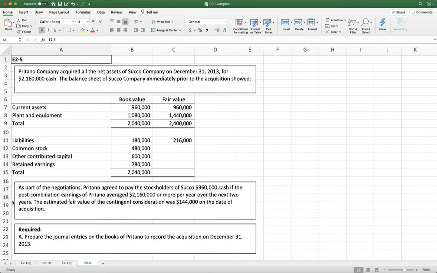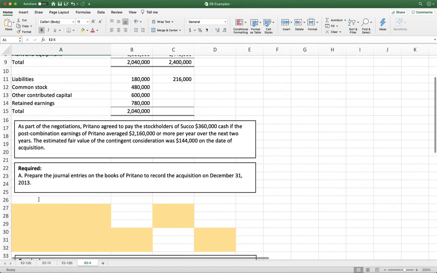In this example, Pratano Company acquired all the net assets of Succo Company on December 31st, 2013 for $2.16 million in cash. The balance sheet of Succo Company immediately prior to the acquisition showed the following. As part of the negotiations, Pratano agreed to pay the stockholders of Succo $360,000 cash if the post-combination earnings of Pratano averaged $2.16 million or more per year over the next 2 years. The estimated fair value of the contingent consideration was $144,000 on the date of acquisition. Prepare the journal entries on the books of Pratano to record the acquisition on December 31st, 2013.